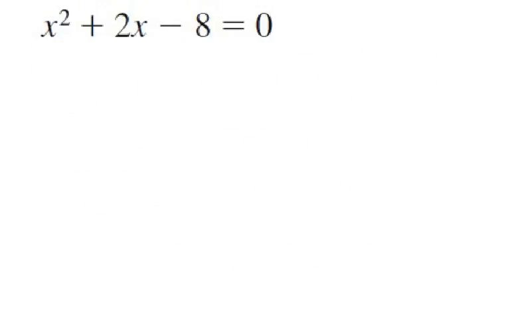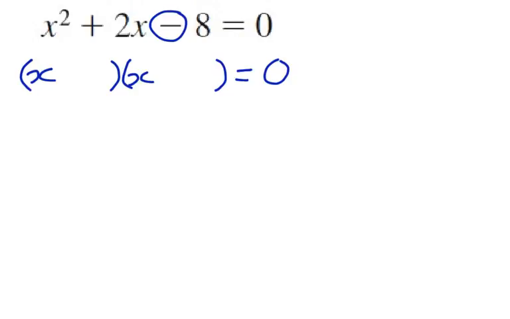Got another example here, x squared plus 2x minus 8 equals 0. This time we've got a minus sign in our quadratic. So we follow the same process. We draw our two sets of brackets and put an x at the front of each of those. And now we're looking for pairs of numbers that multiply to make minus 8.